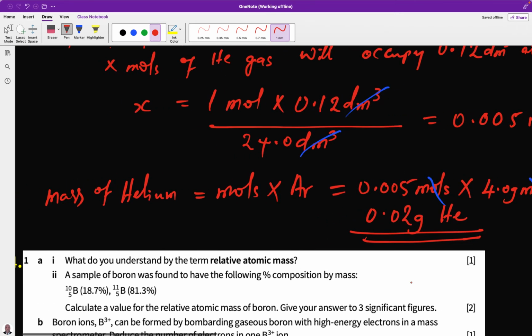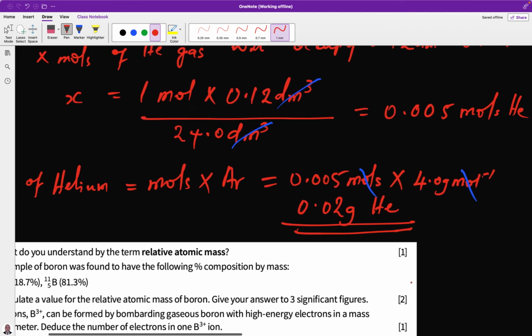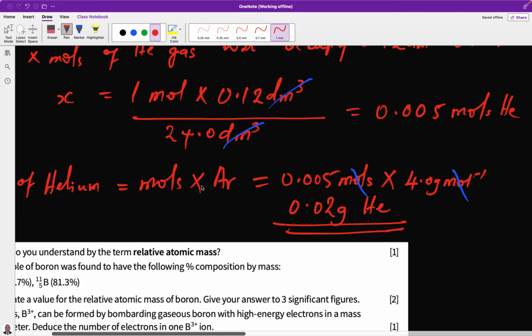We have a relation: mole equals mass all over the relative atomic mass, or the molar mass. Now you can look for the mass by multiplying the number of moles by the relative atomic mass. So the mass of helium will be AR, the relative atomic mass, times the number of moles, which was 0.005 moles times 4 gram per mole, the relative atomic mass for helium, and we will have our 0.02 gram of helium.